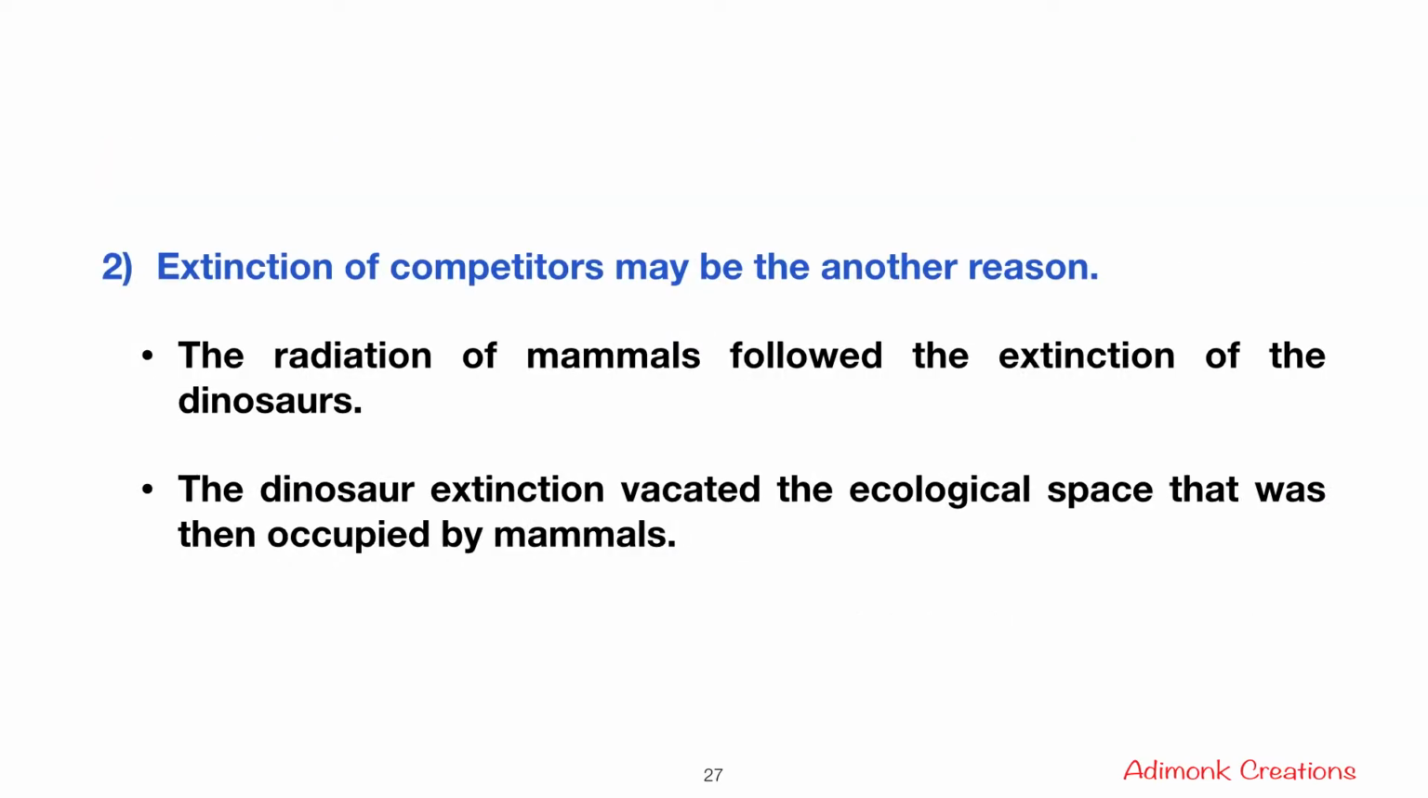And second, the extinction of competitors may be another reason. The adaptive radiation of mammals followed the extinction of the dinosaurs. When the dinosaurs went extinct, the places that were occupied by them were vacated. This ecological space was then later occupied by the mammals, and in turn, these mammals diversified into multiple species to use the different resources of that place. So with this also, divergence can take place and multiple species can form. These are the two reasons how adaptive radiation from a single species can take place.